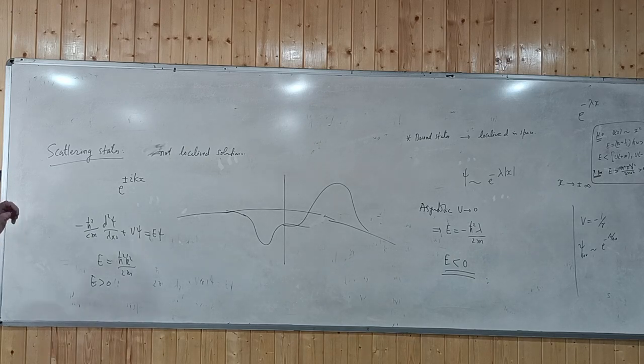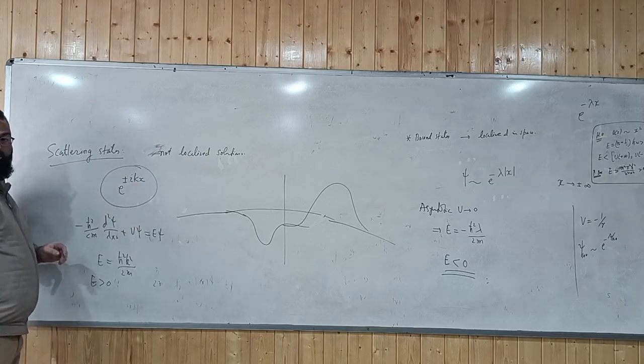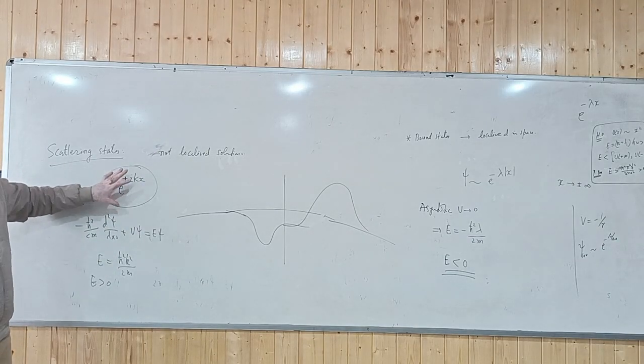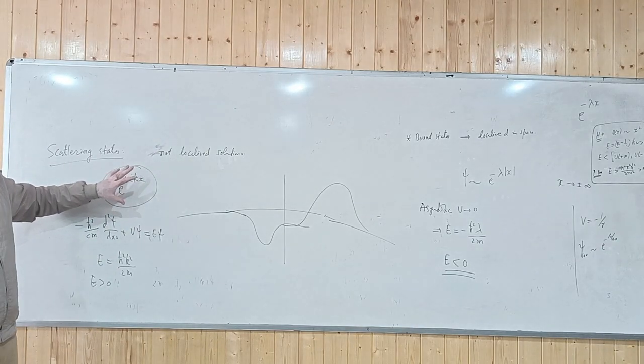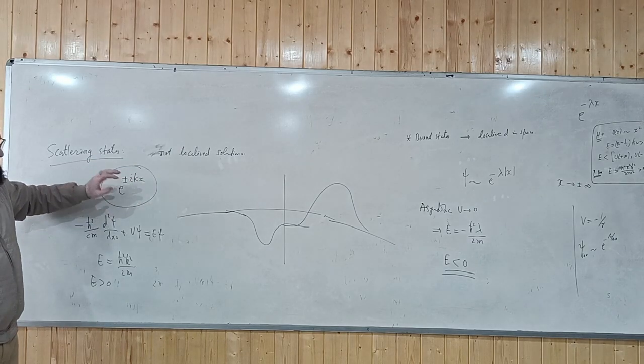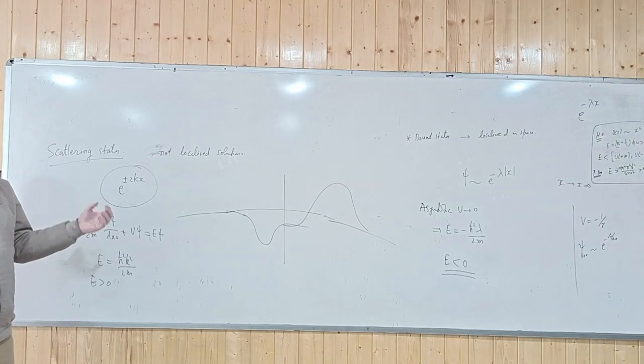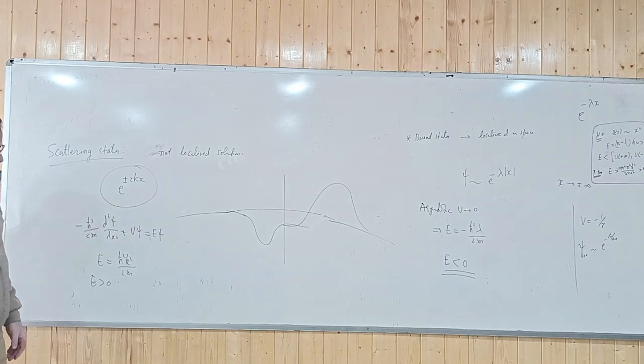And these scattering states are always represented by plane waves. Because these are not normalizable, you cannot normalize these plane waves. You can only normalize them in a finite space, what we call box normalization.